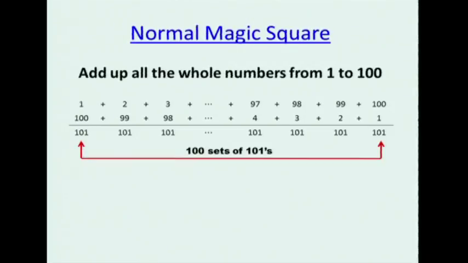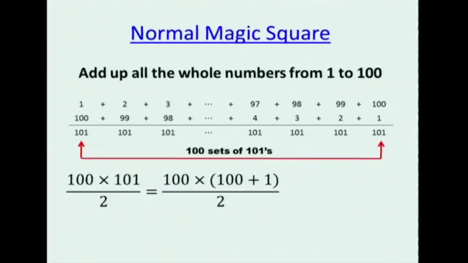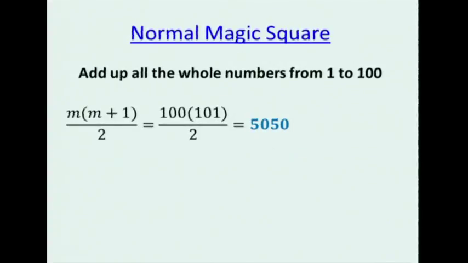And of course, I have 100 sets of 101. And if you have 100 sets of 101, you can multiply them together, divide it by 2, and that turns out to be 100 times 100 plus 1 divided by 2. And in general, if you take the first number and the nth number, that's n times n plus 1 divided by 2. And in our case, he was asked from 1 to 100, so he said n times n plus 1, so 100 times 101, divided by 2 is 5050.